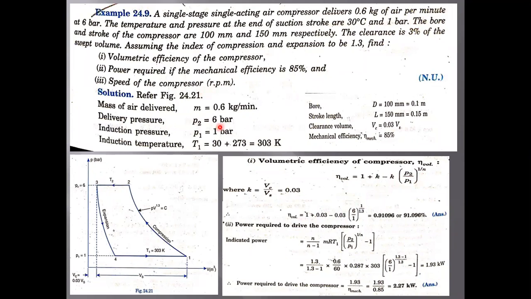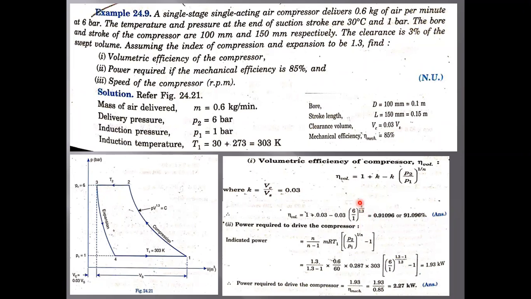Here, what is P2? 6 bar. Since it is a ratio, we need not convert it into Newton per meter square, it can be in bar only. But while calculating this formula, wherever there is no ratio, and only P2 or P1 has to be substituted, then you definitely need to convert that value to Newton per meter square. 1 bar is equal to 10 power 5 Newton per meter square. Since it is a ratio, no problem, 10 power 5 by 10 power 5 will get cancelled.